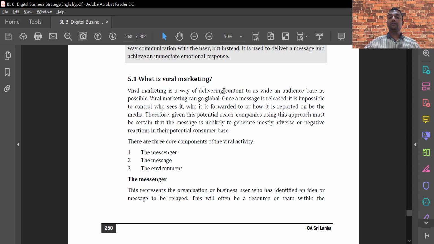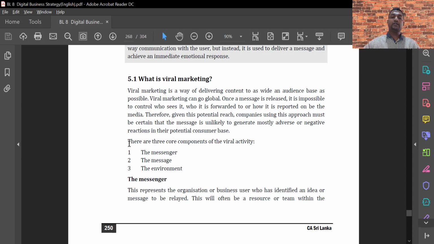Once a message is released, it is impossible to control who sees it. When you release a message or a post or an image into social media, sometimes more than you think, even hundreds and thousands of people might watch it or use it, and they can even forward it to anyone they like. So it's not possible to understand how many people will see this. Companies can use this approach to market or promote, to make people aware of certain things in their organization.